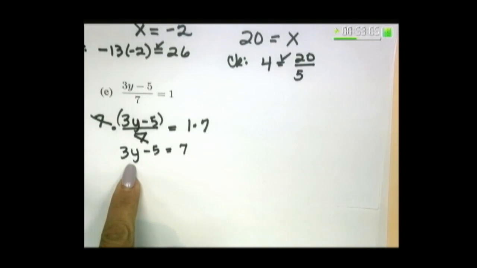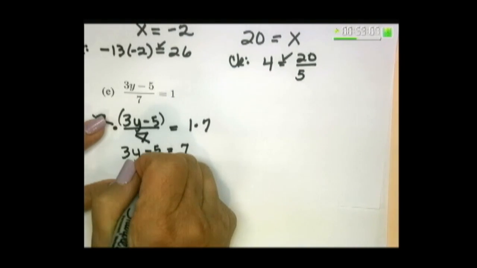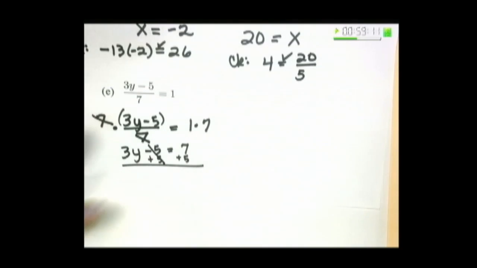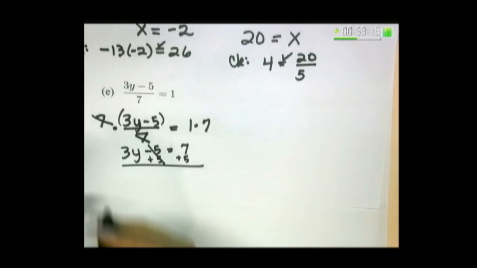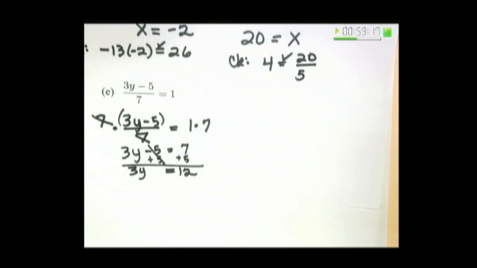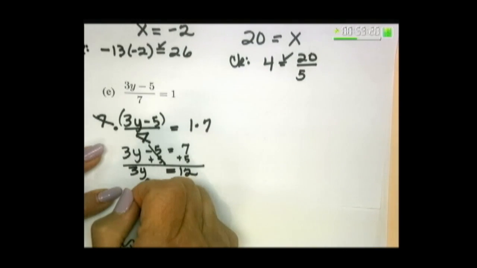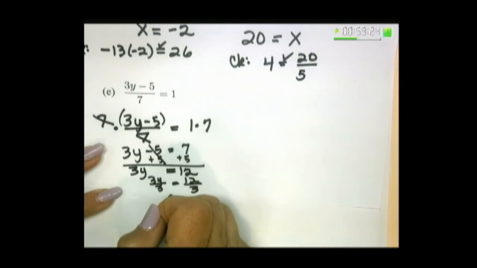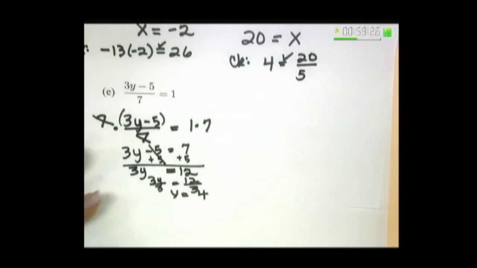So y is part of the first term, so I need to get rid of minus 5. I will add 5 to both sides. Zeroes out that column, and I get 3y equals 12. Divide both sides by 3, and y equals 4. Y equals 4.